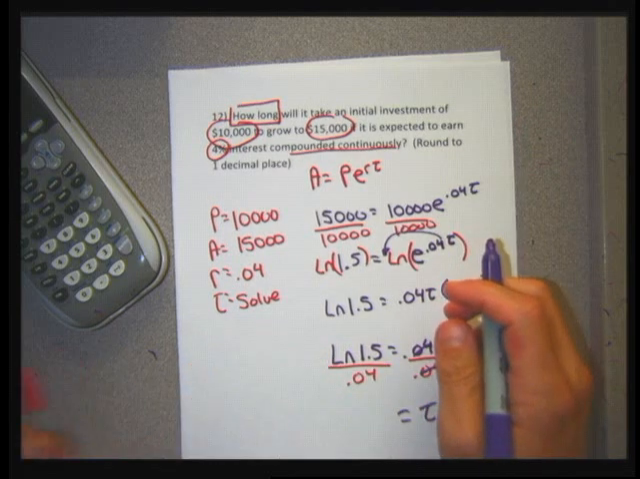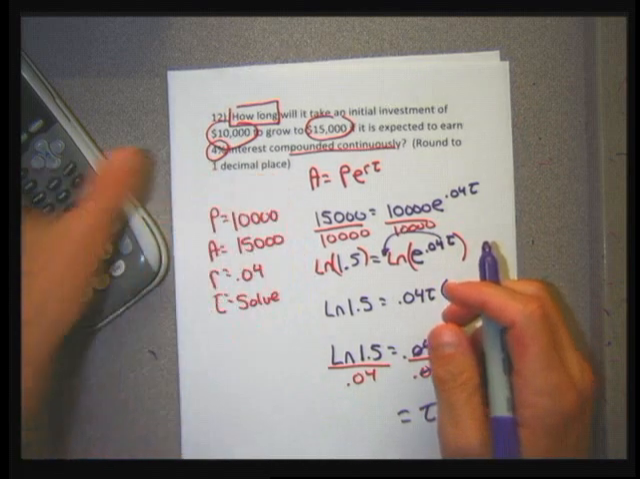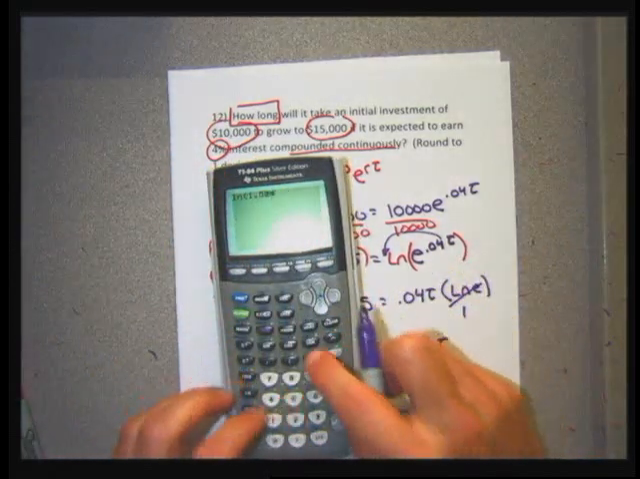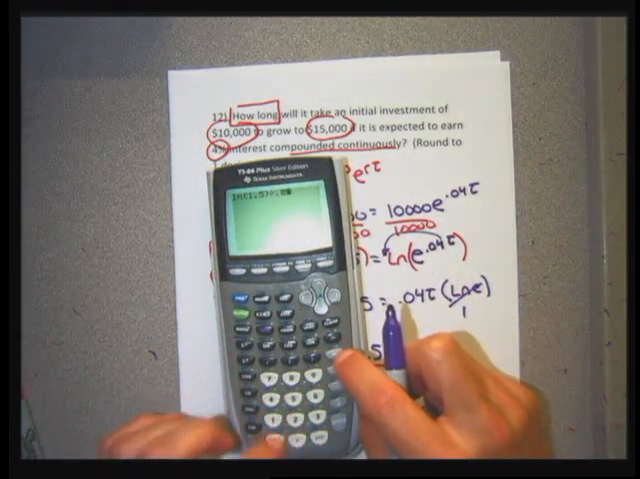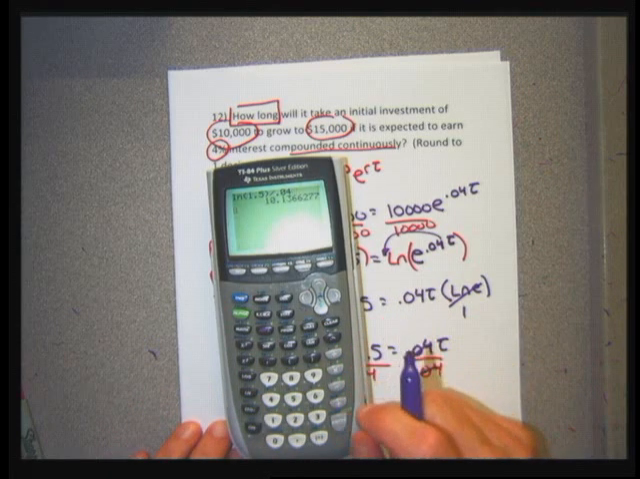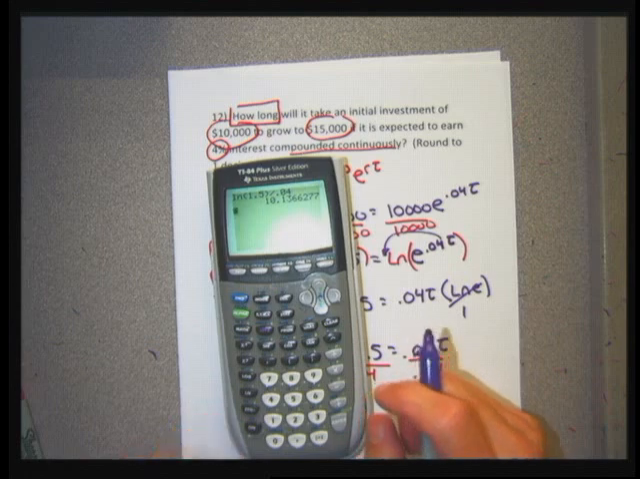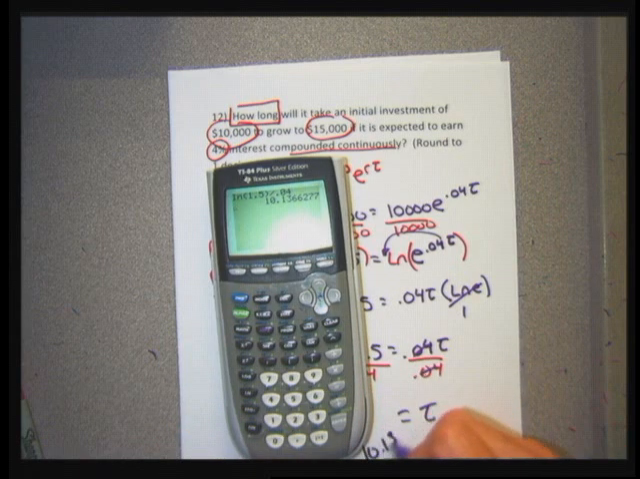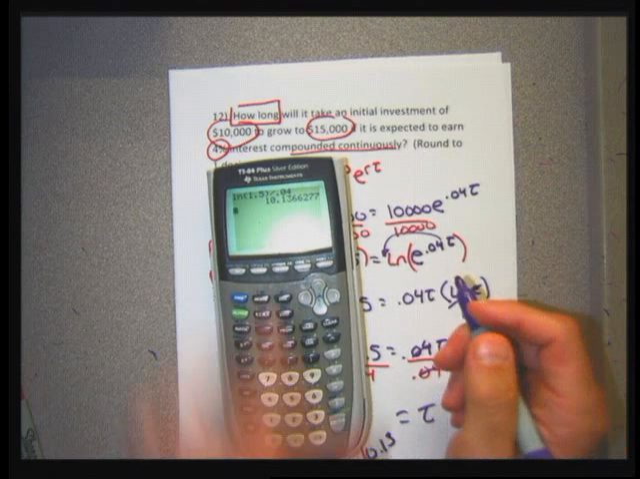Left side, I use my calculator, and I'm rounding to 1 decimal place. So I'm going to go the ln of 1.5, parentheses close, divided by 0.04. So again, that's ln of 1.5 divided by 0.04. I see 10.13. I'm going to round it to 10.1 because my instructions say round to 1 decimal place. I'm going to use 10.1.